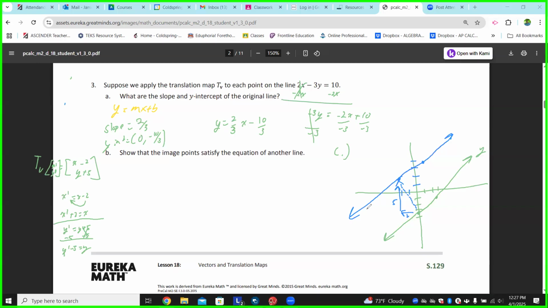The new equation should have the same slope, just a new y-intercept. So we can try to calculate what that y-intercept is, or we can use the algebra approach and plug it in to figure out what the y-intercept is. What I mean by that is if I take this question here on part B, I now know y is y prime minus 5, and then 2/3 times x prime plus 2 minus 10/3.